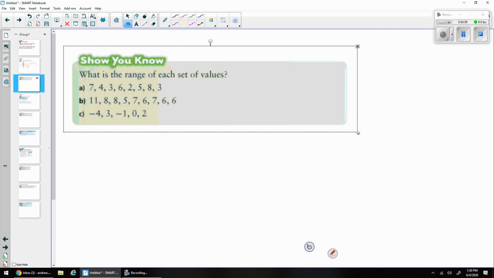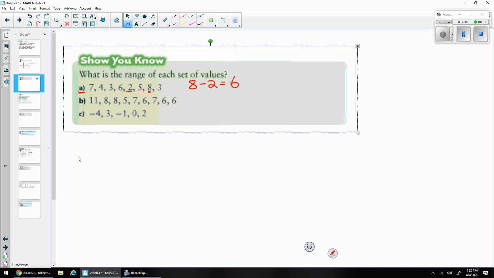So that's really what we're finding with the range, is just the difference between the largest and the smallest. So what is the range of each of these sets of values? For A here, what you do is you find the biggest value. I look through it, I find 8. So 8 is my biggest. I subtract from that the smallest. The smallest one I see is 2. So 8 minus 2 is equal to 6.